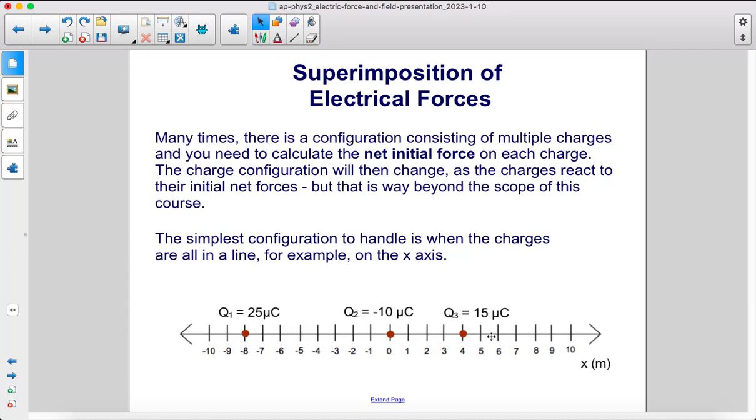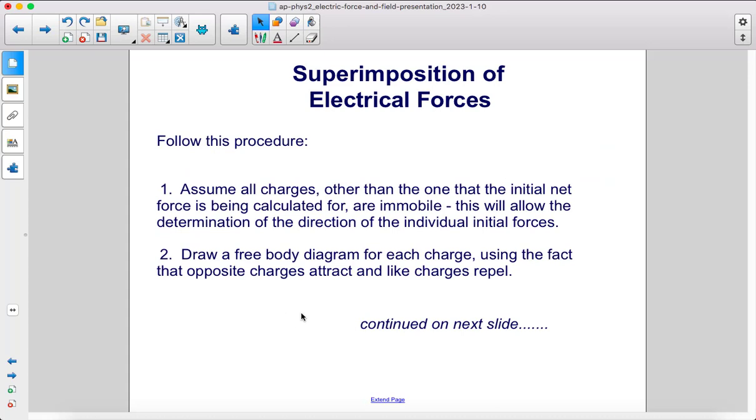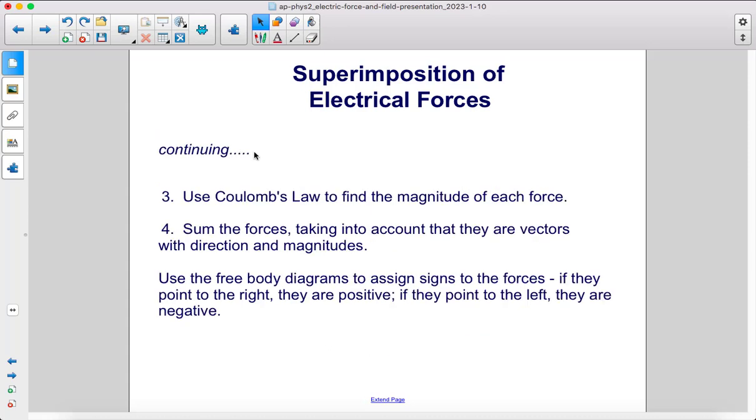The simplest configuration to handle is when the charges are all in a line, for example, on the x-axis. So here we have 3 charges all in a line. Follow this procedure. Assume all charges other than the one that the initial net force is being calculated for are immobile. This will allow the determination of the direction of the individual initial forces. Then, draw a free body diagram for each charge, using the fact that opposite charges attract and like charges repel. Then, use Coulomb's law to find the magnitude of each force.